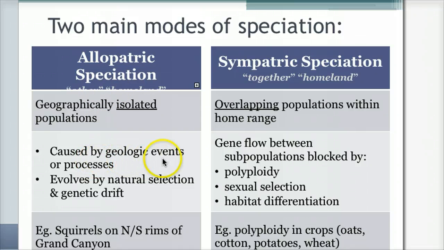So allopatric, this part got cut off, but it means they were isolated. It's caused by geological events or processes, and involves natural selection or genetic drift. This is similar to the squirrels on the rims of the Grand Canyon. When the Grand Canyon started to separate, we started to get two different species of squirrels. Sympatric meaning together, in the same homeland, so overlapping populations in the same location. Gene flow between subpopulations may be blocked by, and we're going to talk about this later, polyploidy, sexual selection, maybe habitat differentiation. Long story short, remember they're in the same location, just that they create new species.